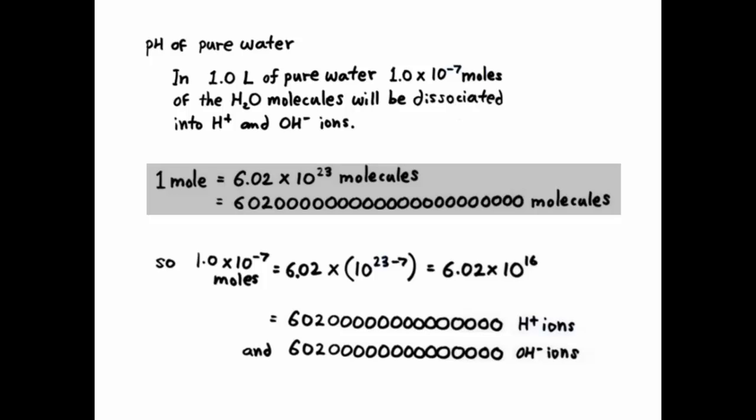So that means that in 1 liter of pure water, there are 6.02 times 10 to the 16th hydrogen ions present, and 6.02 times 10 to the 16th hydroxide ions present. And if all of these were to recombine together, each and every pair would produce another intact water molecule again.